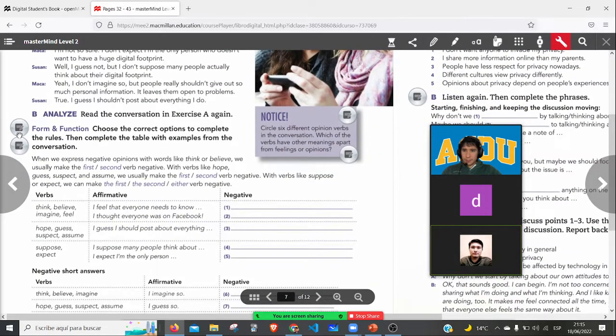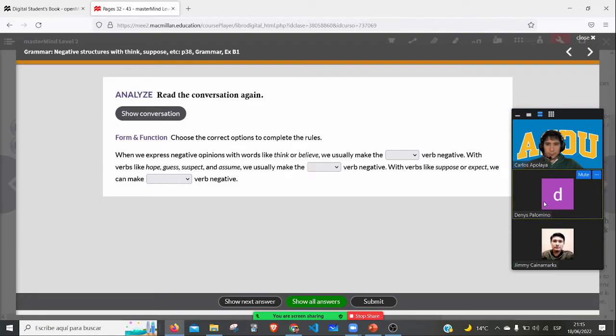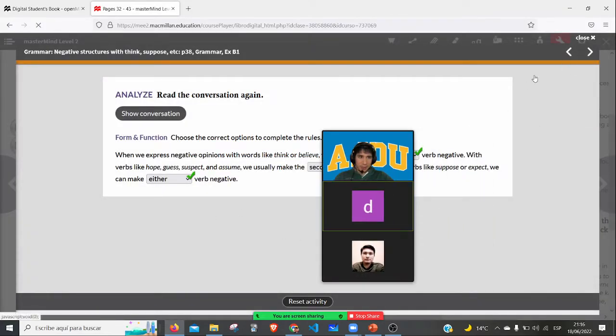Okay, so now let's go here. When we express a negative opinion with words like think or believe, we usually make the first or the second verb negative? First. With verbs like hope, guess, suspect, assume, we usually make the first or second negative? Second. With verbs like suppose or expect, we could make both, either. So let me show you the answer. Yeah, 3 out of 3. Amazing.